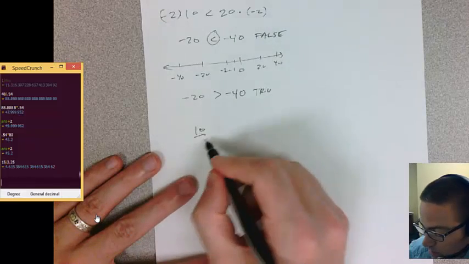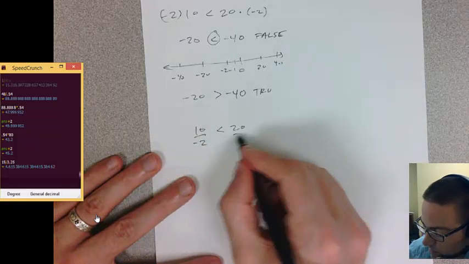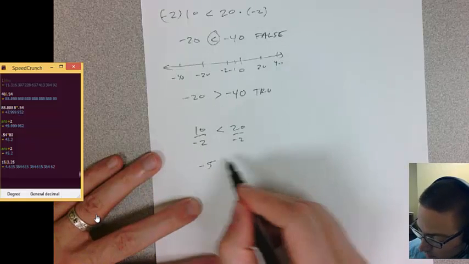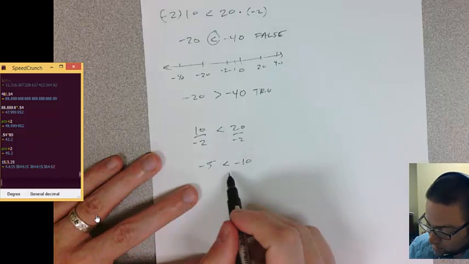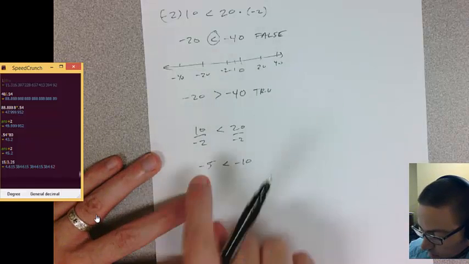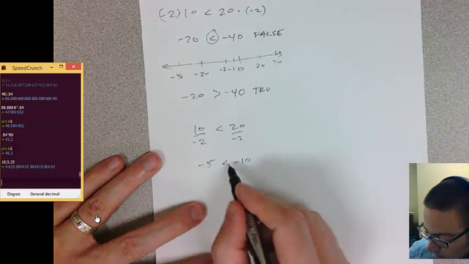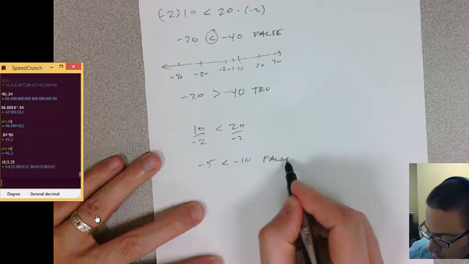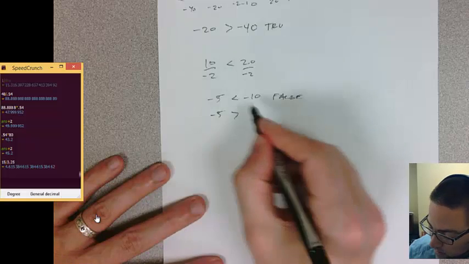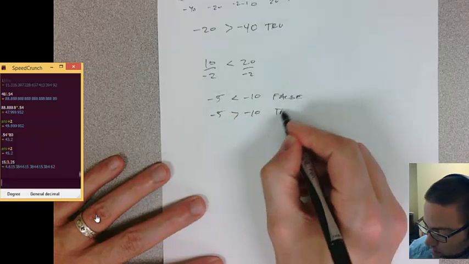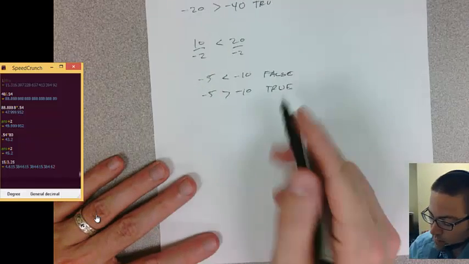And just to show you, let's go ahead and do that. 10 is less than 20, but if I divide both sides by negative 2, I would get negative 5 is less than negative 10, which is not true, right? Because owing somebody $5 would be better than owing somebody $10. So this is false. You need to flip that inequality symbol so that negative 5 is greater than negative 10 to make it a true statement.